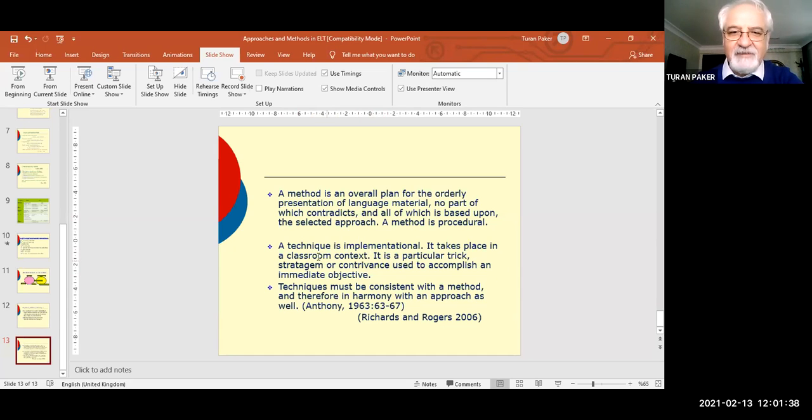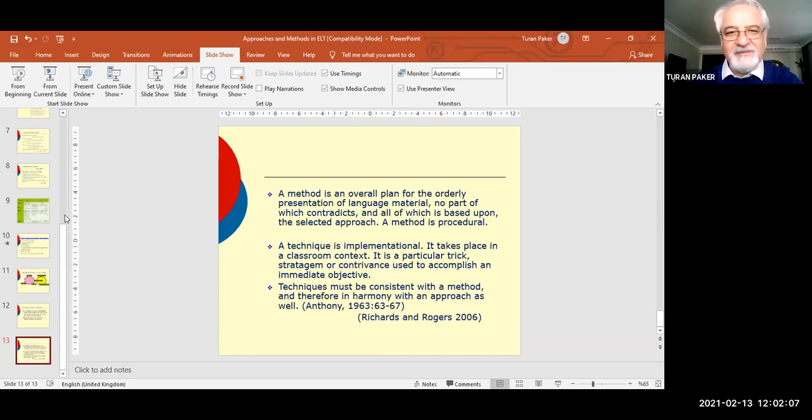But on the other hand, we have various techniques that we use in the classroom, which is implementational. It takes place in a classroom context. It's a particular trick or stratagem or contrivance used to accomplish an immediate objective. So techniques must be consistent with the method and therefore in harmony with an approach as well. So Anthony came up with this idea in 1963, 58 years ago, okay?